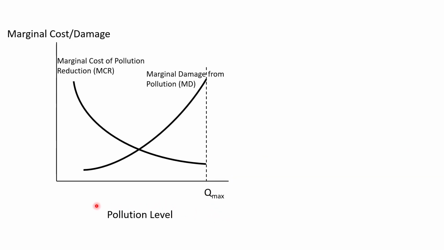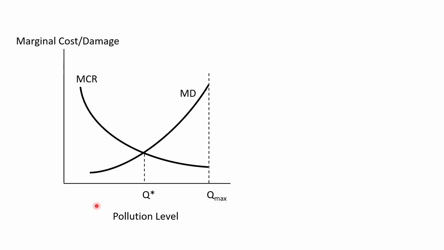Putting the two graphs together, we can see that Q star is where the optimal level of pollution will be. So we will start from Q max and reduce all the way to Q star. Just be careful here: Q star is not the amount of pollution reduced. Q star is the pollution level. The amount of pollution reduced is the difference between Q max and Q star.